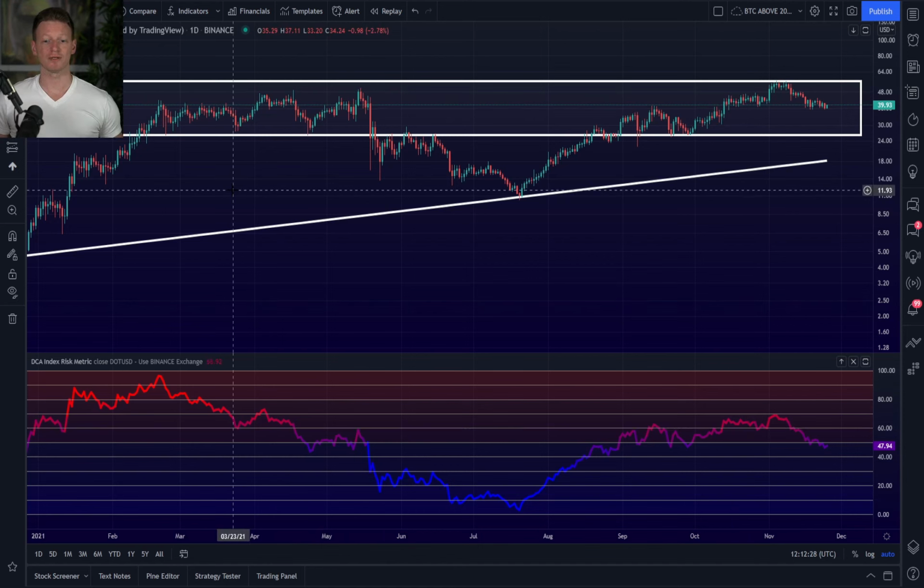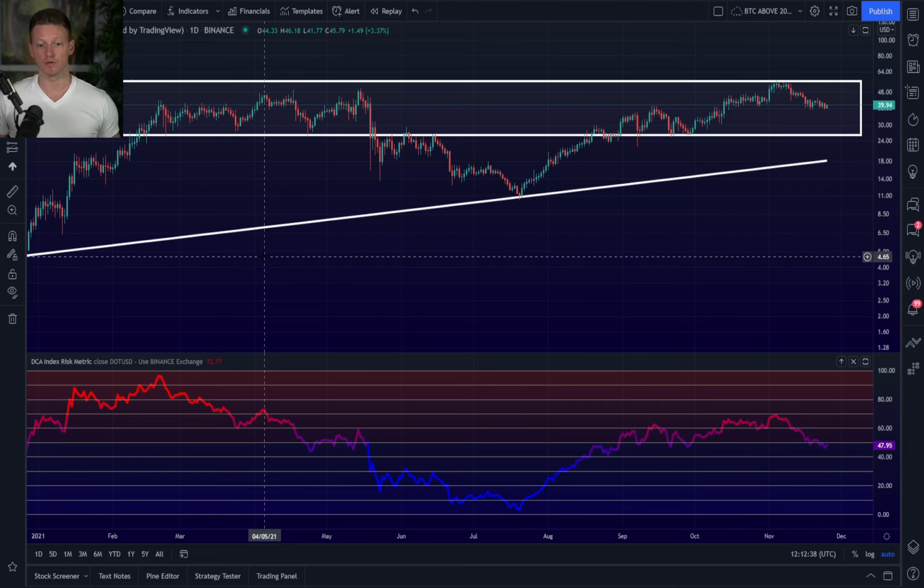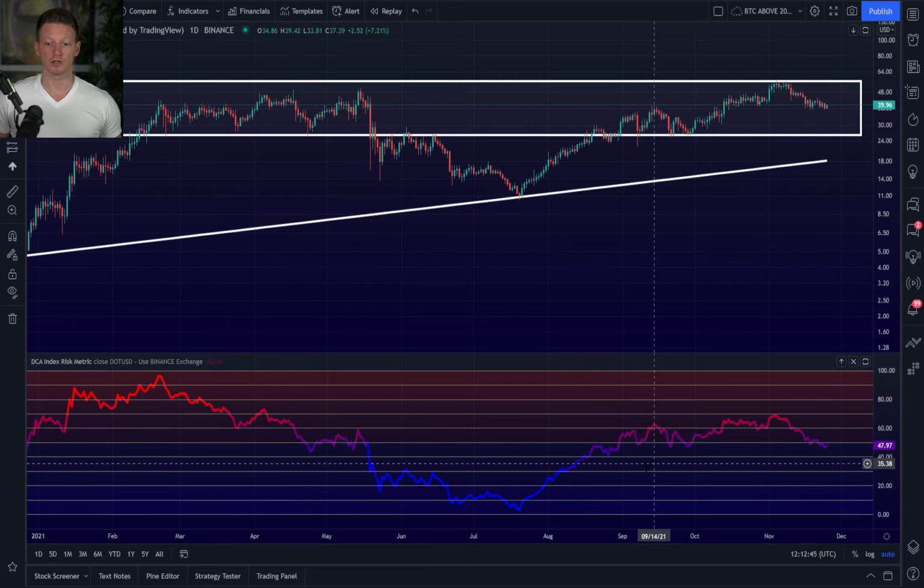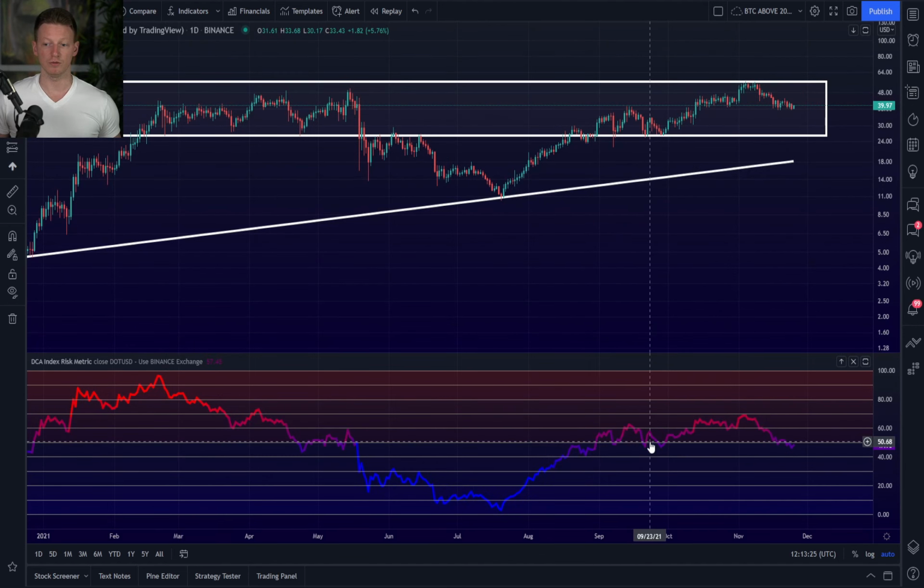Okay, guys. So what we're seeing here is the DCA index risk model. This is a model I developed using a machine learning algorithm, which basically looks at one of two things. For the larger coins like Bitcoin, it's essentially attempting to identify market cycle tops. For the smaller altcoins, it identifies when these coins are overbought and likely in need of a pullback. So the way you would read this is when it's above 50, it's becoming riskier to hold that asset.